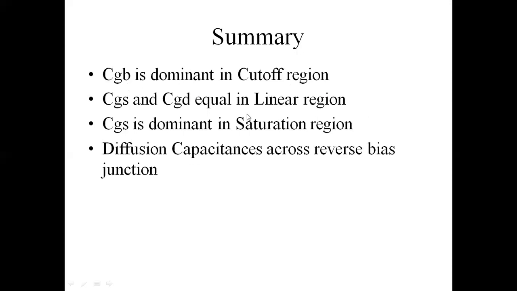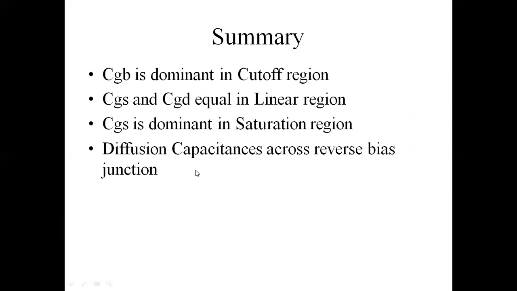In the linear region, as there is a formation of channel, the capacitance is present between the gate and source and between the gate and drain, and these values are equal in the linear region because of the uniformity of the channel towards the source and the drain. But in the saturation region, CGS is dominant because the channel vanishes towards the drain terminal. So the conducting plate is present only towards the source, and because of that, we get the CGS, the gate to source capacitance.